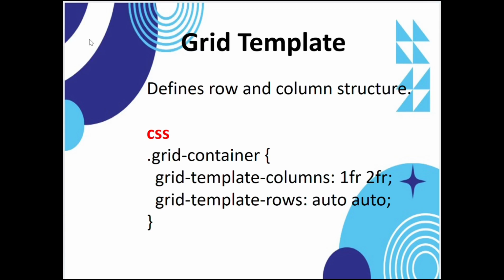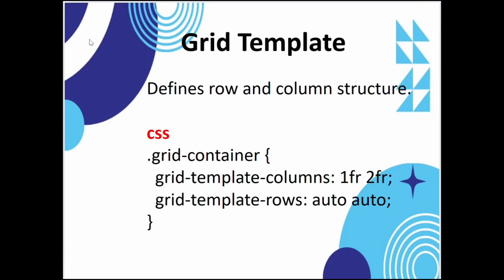Now moving to grid template. Use grid-template-columns and grid-template-rows to define how many columns and rows you need. Combine pixel units, fractional units, and auto for flexible layouts. Let's see an example here.